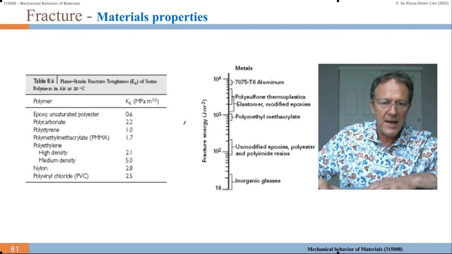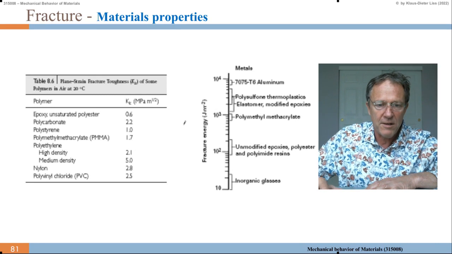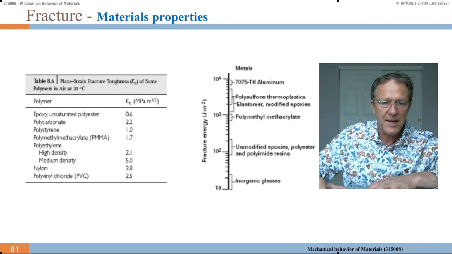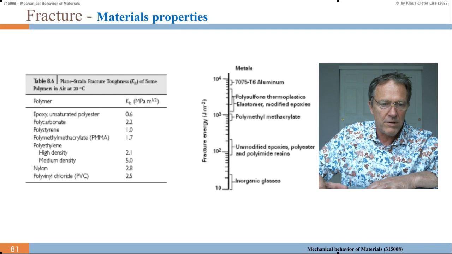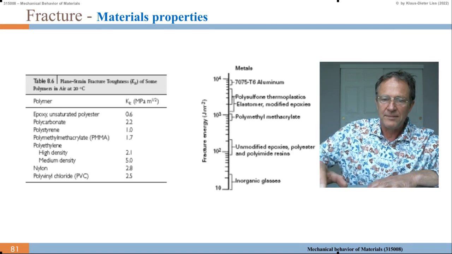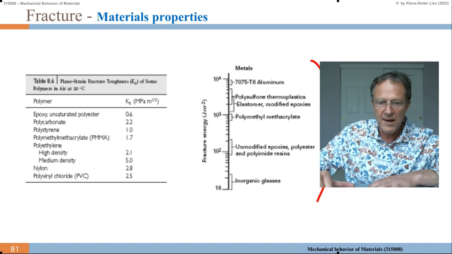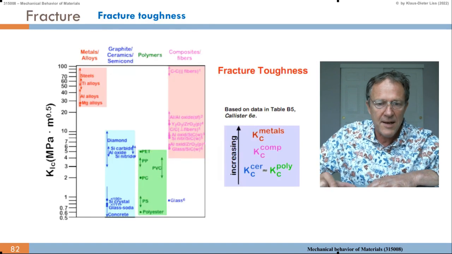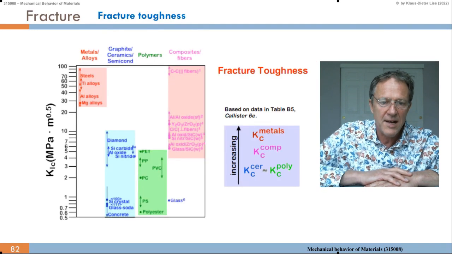Here we have plane strain fracture toughness of some polymers in air. So you see this epoxy, it's not so strong. Then we have polyethylene that can go up to 5 megapascal per square root meter. Again, the metals they are shown there. I can repeat that many times now, that's why I rush through the slides.